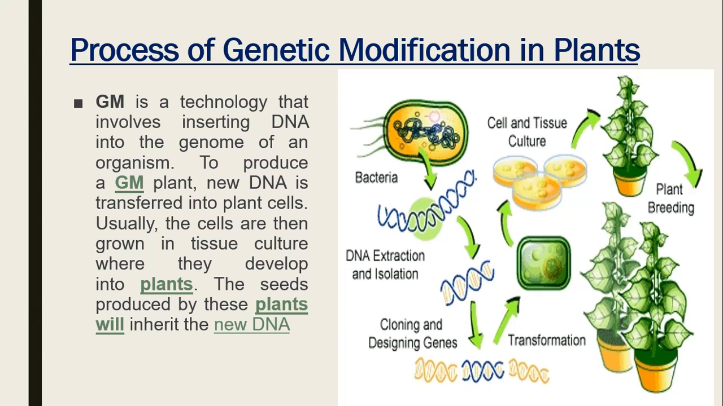In the given diagram, you can see that here a bacterium is taken, the DNA of the bacterium is taken out, and its extraction and isolation process is shown. After the extraction, cloning is done. In cloning, the foreign DNA is produced with the new DNA. Then the transformation is done and this DNA will be cultured, which is known as tissue culture, in favorable conditions. It will produce seeds that will bring the plant, and plant breeding will be done.